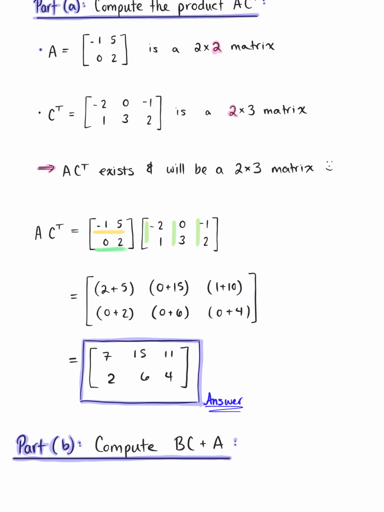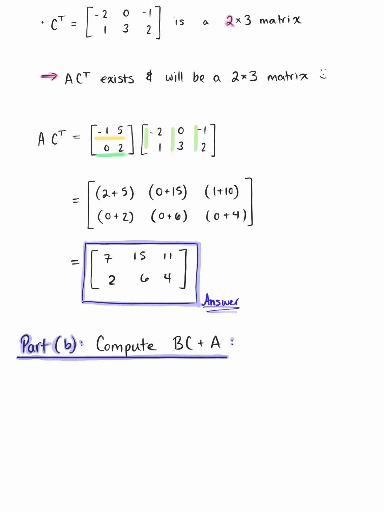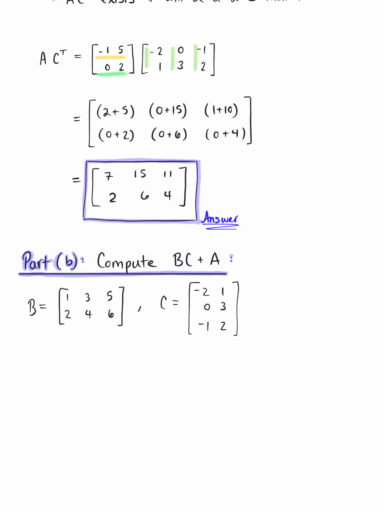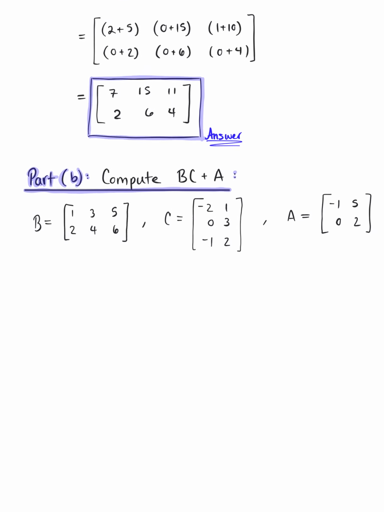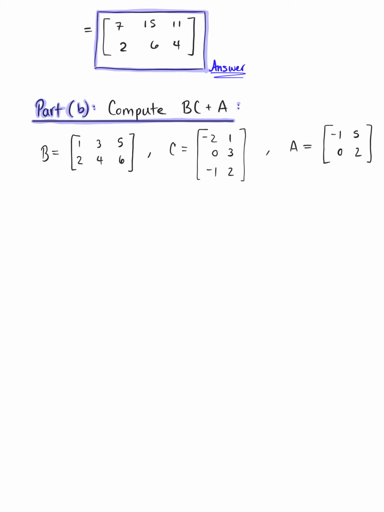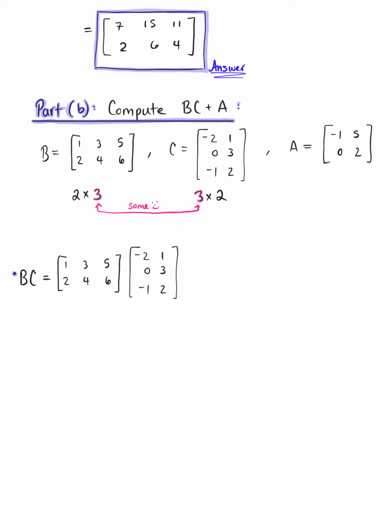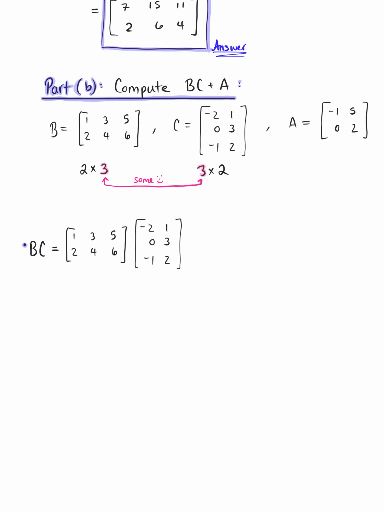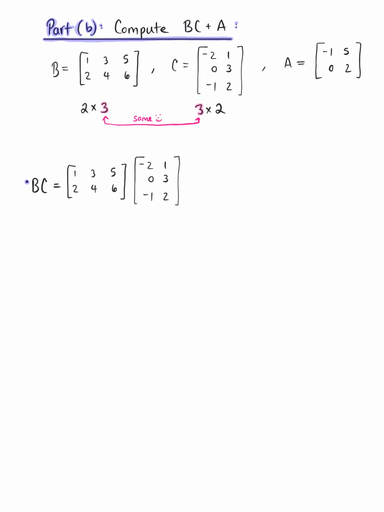Now in part B, we are asked to compute matrix B times matrix C plus matrix A. So looking at matrices B and C first, we see that matrix B is a 2 by 3 matrix, and matrix C is a 3 by 2 matrix. So since the number of columns in the first matrix matches the number of rows in the second matrix, the product exists. And we will use, again, the row-column rule for matrix multiplication to compute this product.